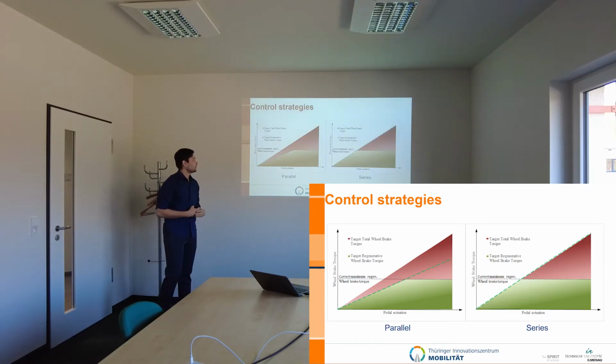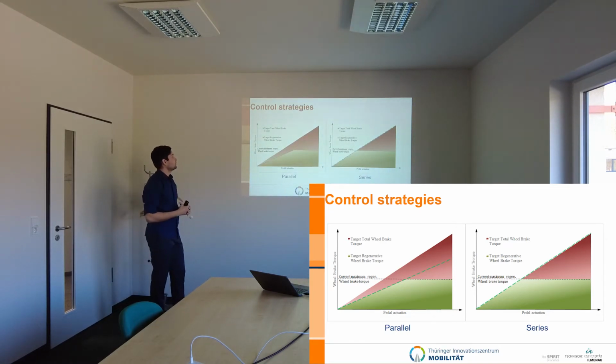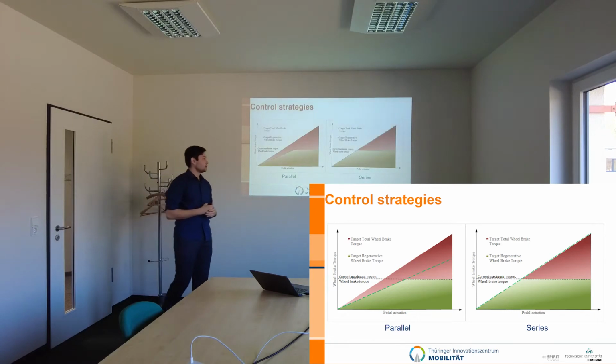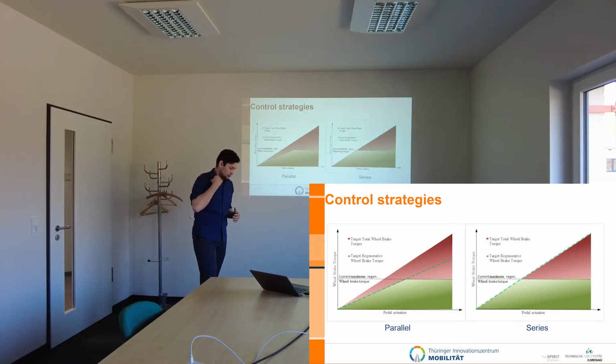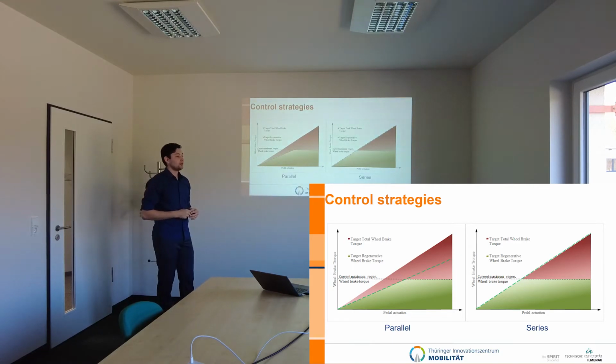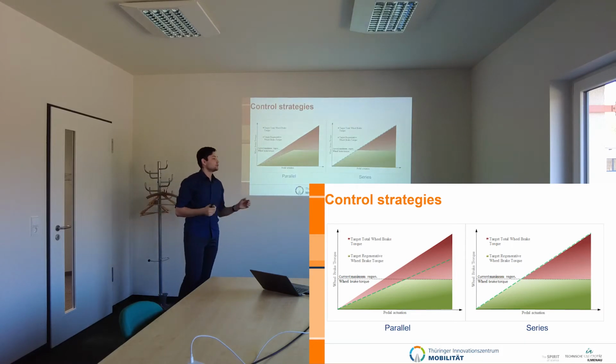Parallel means that we have a fixed ratio between the available regenerative braking torque and the friction system torque. Series: in series we first of all use the available motor torque, and just after that, when it isn't enough, we calculate the difference, and this difference is used by the friction braking system.